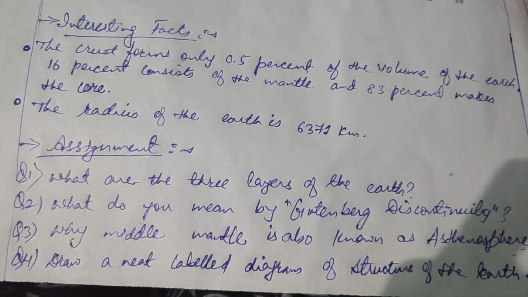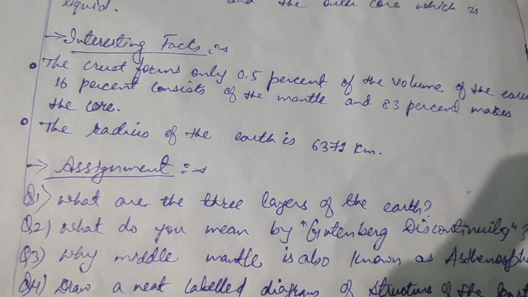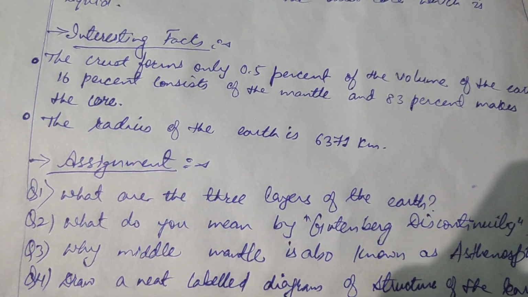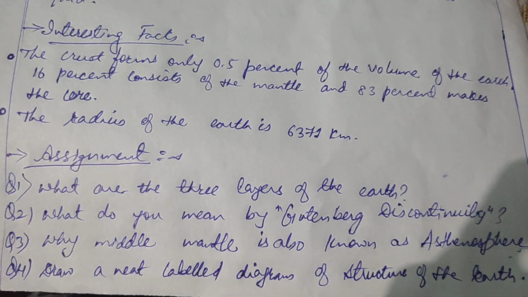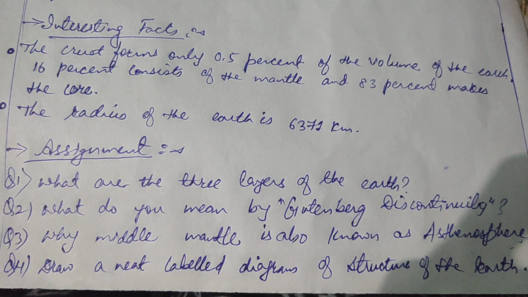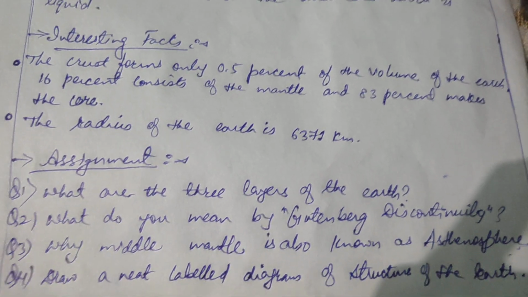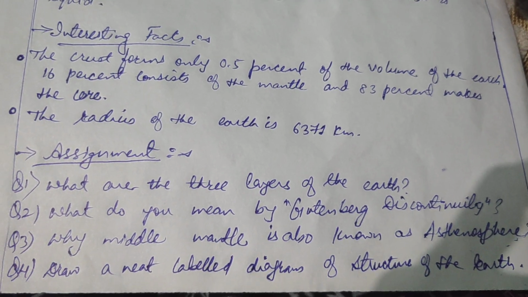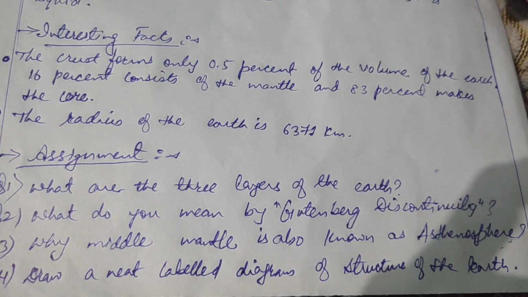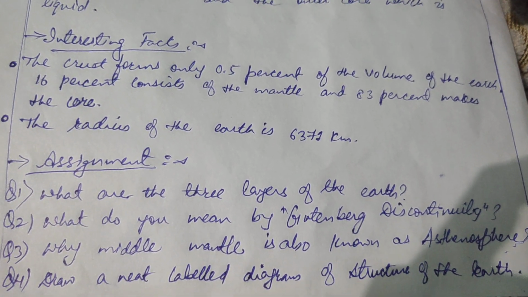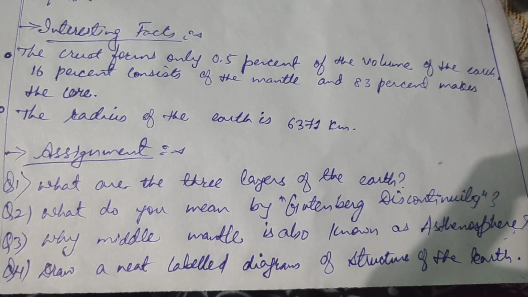You all have to do it in your notebook. Just note it down. What are the 3 layers of the earth? You all know. What do you mean by Gutenberg discontinuity? Now the another one is, why is the middle mantle also known as asthenosphere? And the last one is, draw a neat labelled diagram of the structure of the earth. These are the assignment work which you have to do in your notebook.